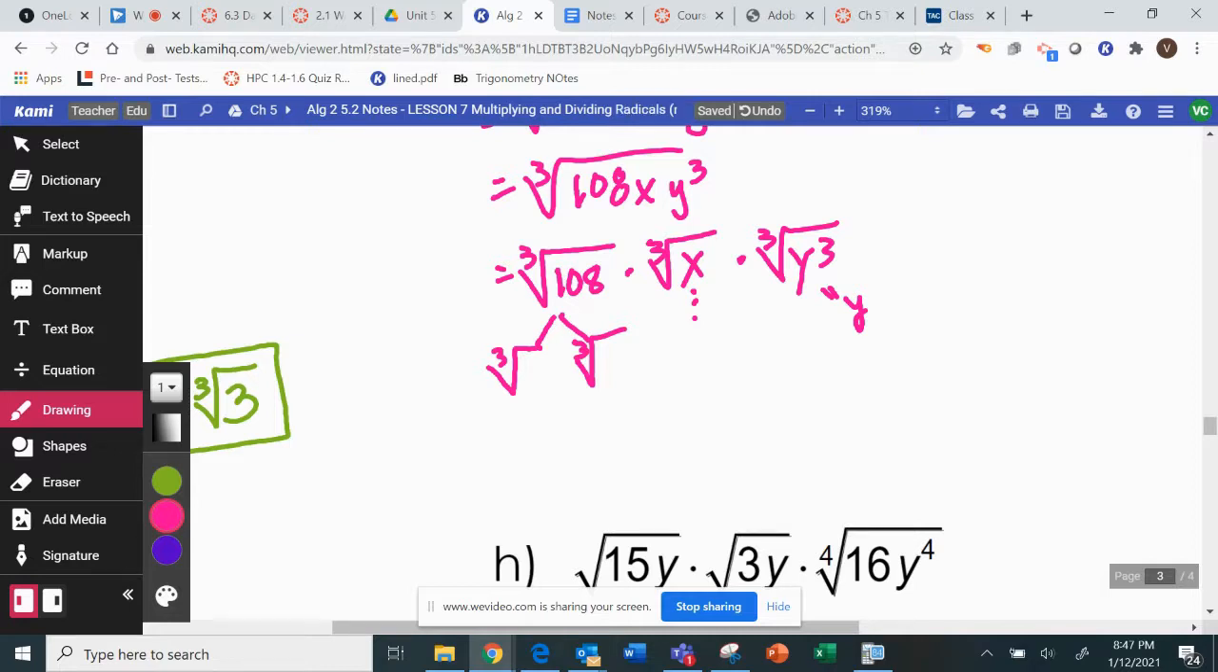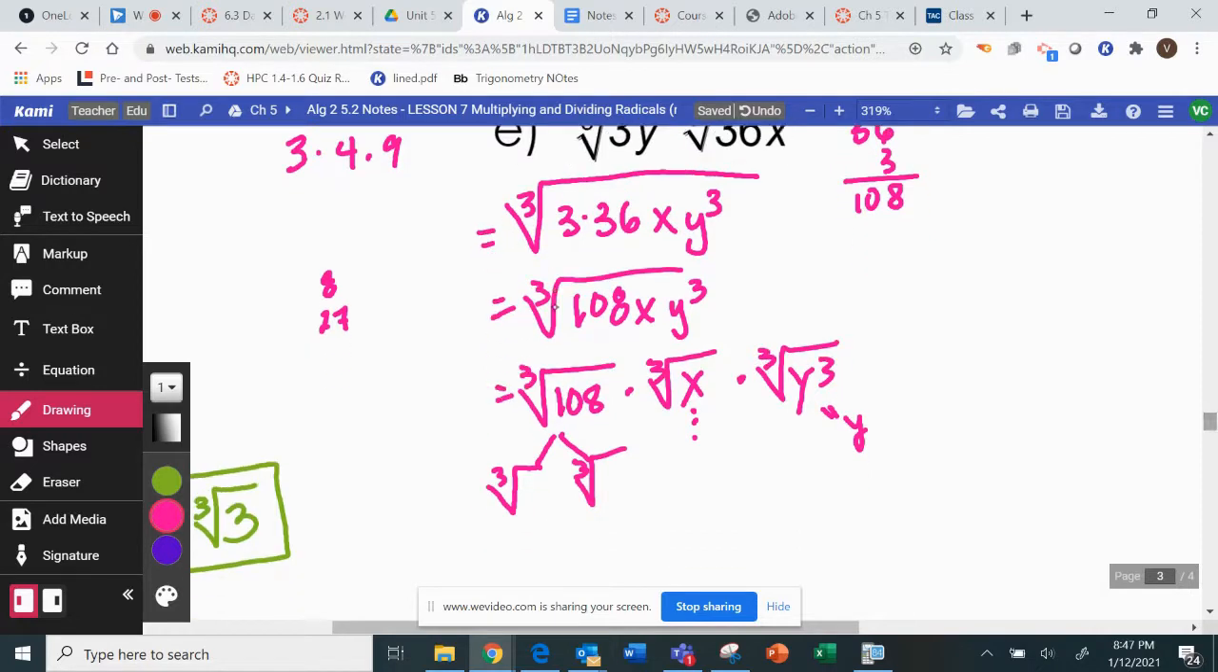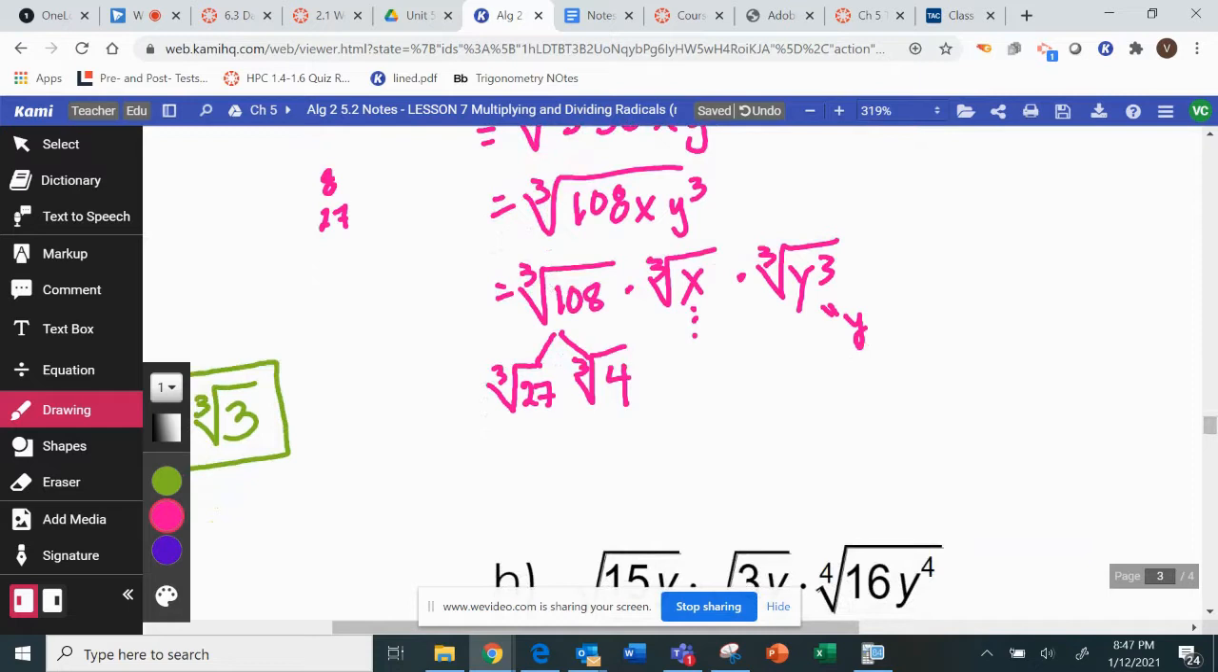Let's see, perfect cubes are 8, 27. Wait, how did we make 108? We made 108 by 3 times 36. So 3 times 36 is 4 times 9. Oh yeah, I can see it. 27 must go into 108. How many times? 27 is going to go into 108 4 times. So that becomes a 3, and then this guy just has to stay the same.